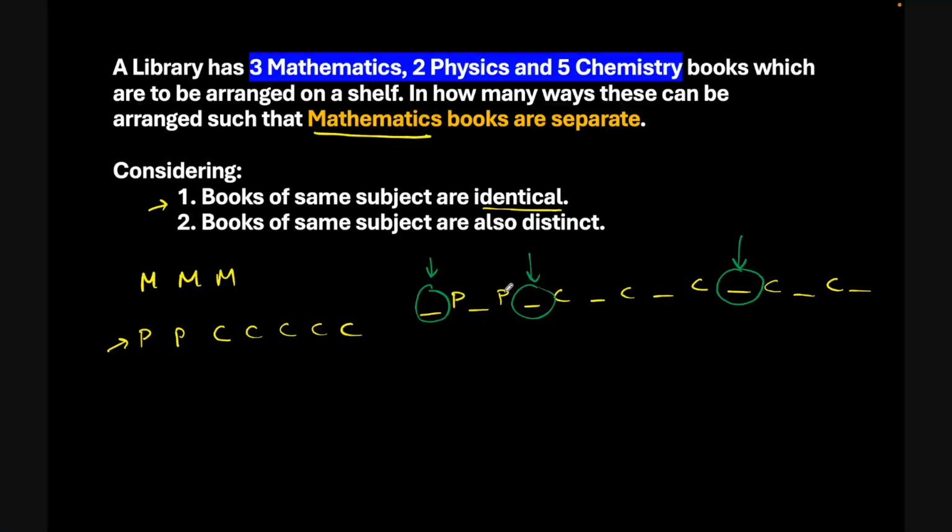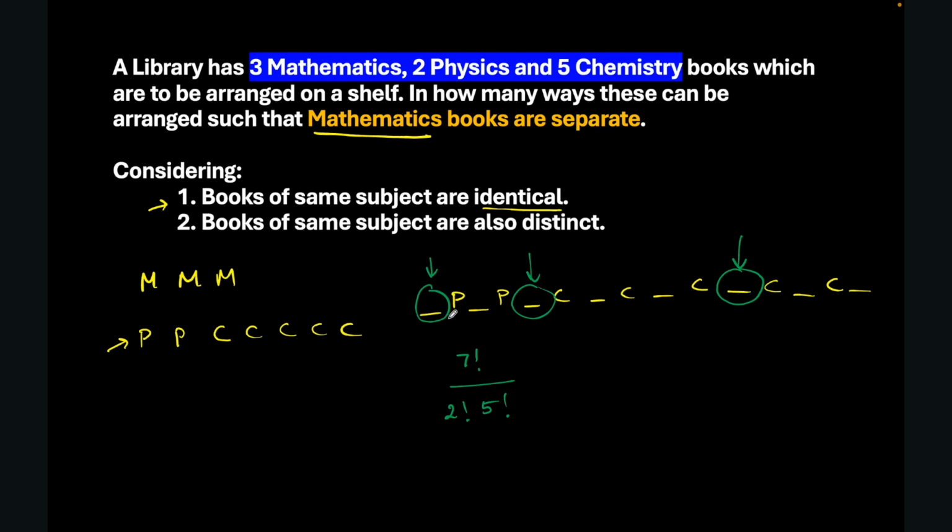So first, let's just look at the yellow, the ones that we have in physics and chemistry. There are a total of 7 books. The 2 physics are repeating because, remember, in this case we're taking them to be identical, so we again divide by 2 factorial. Similarly, my 5 chemistry books.